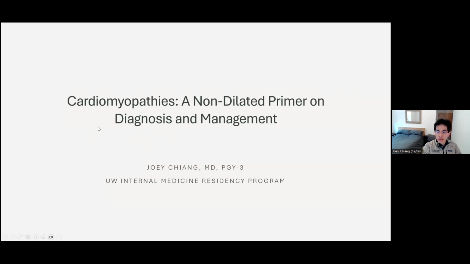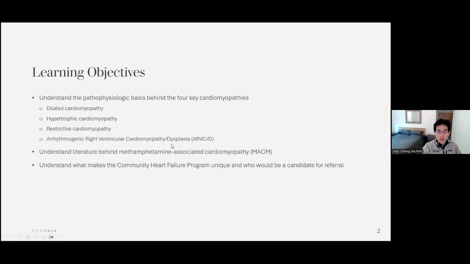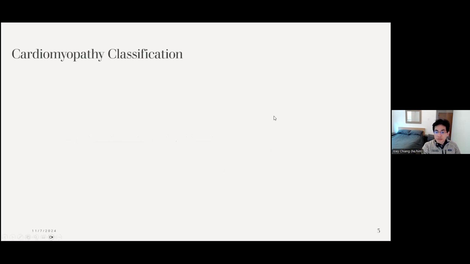Key things that I hope we take away from this: really just making sure that we're understanding the pathophysiologic basis behind four key cardiomyopathies. So thinking dilated, hypertrophic, restrictive, as well as ARVC or ARVD, and then also understanding some of the literature behind meth-associated cardiomyopathy, which we see a lot here. And then we can chat more about what makes the community heart failure program unique and who would be an ideal candidate for referral.